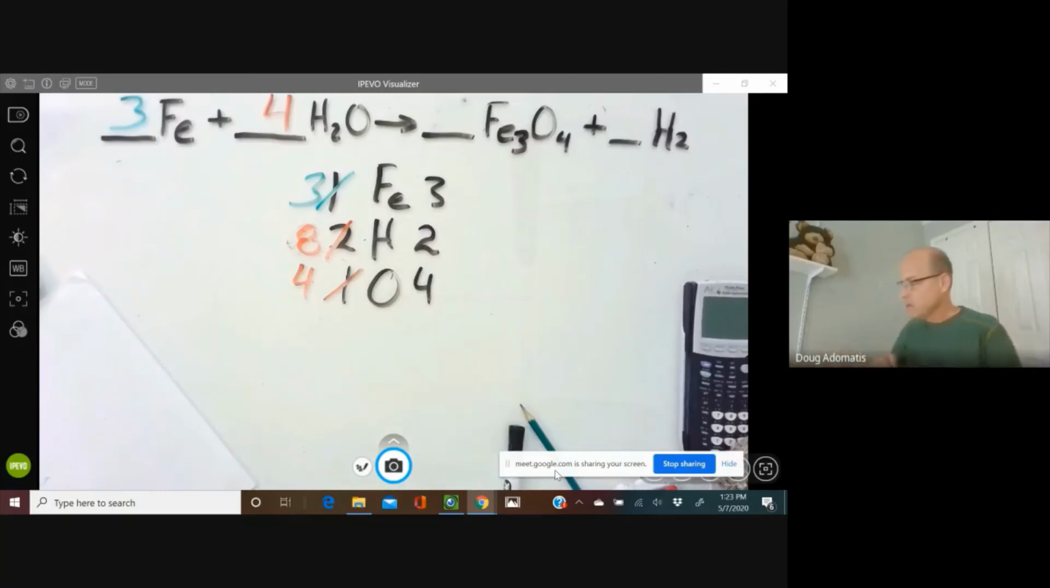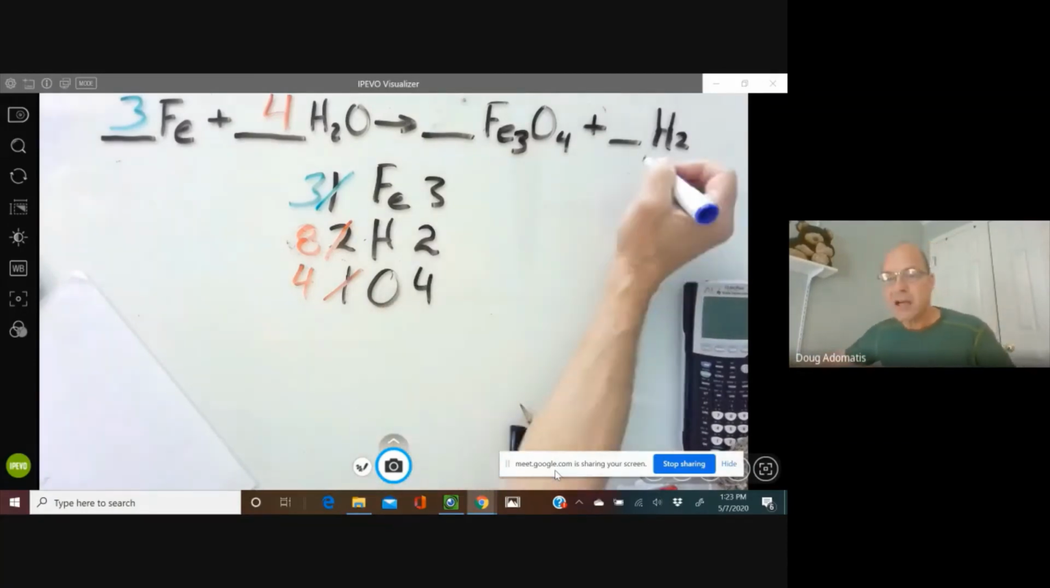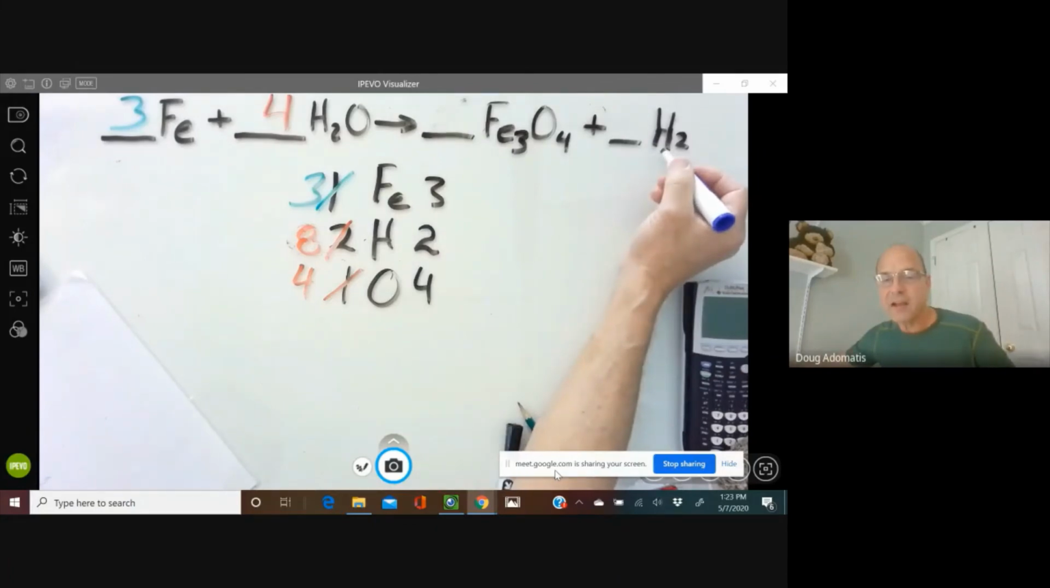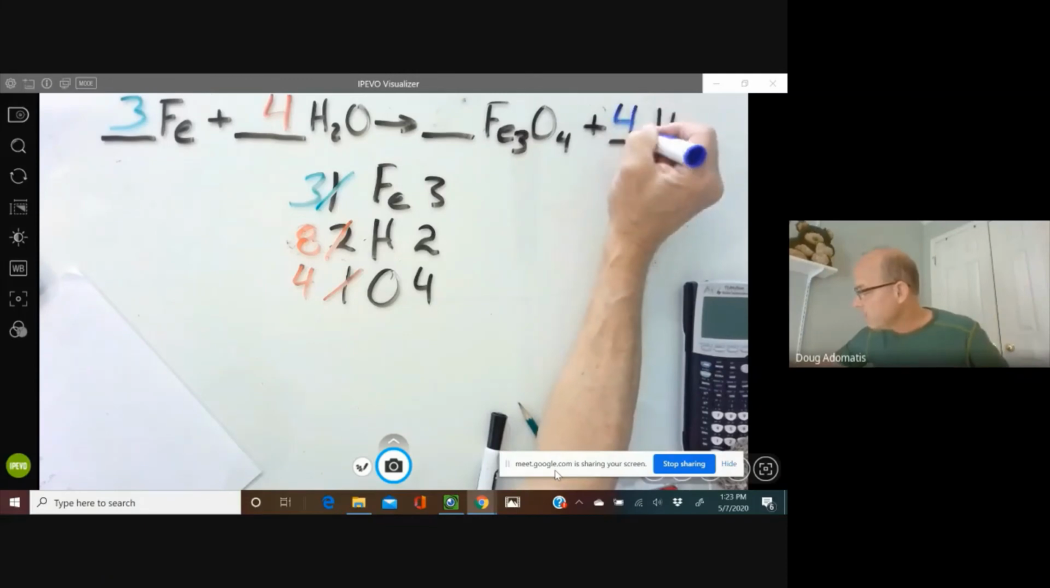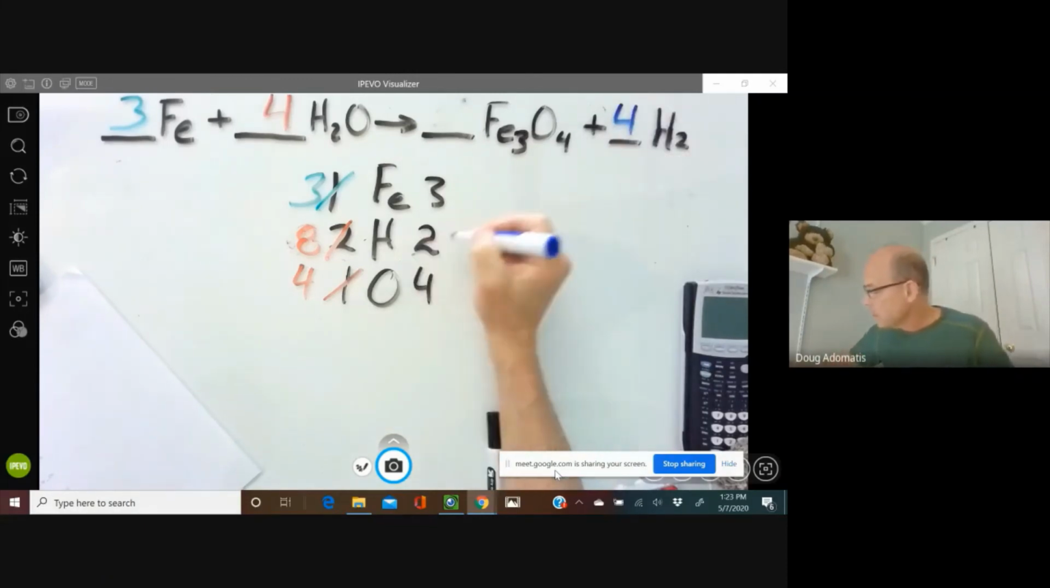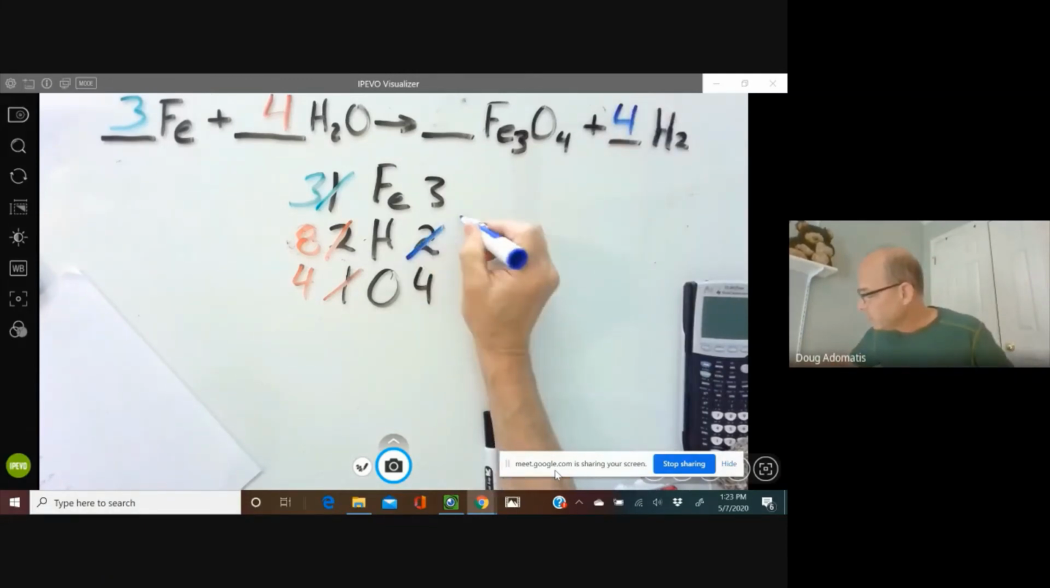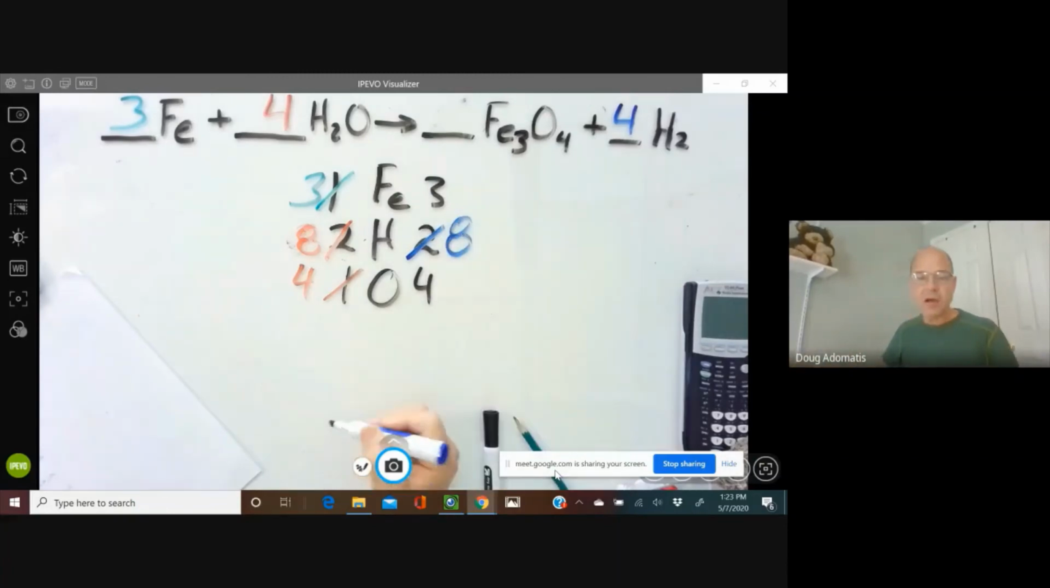Okay, so I'm gonna have to change colors again because I need to balance out these hydrogens. Luckily, hydrogen's all by itself down here. So in order to get an 8, I just need to have a coefficient of 4 here in front of my hydrogen. 2 times 4 is 8, and everything now comes into balance, right?